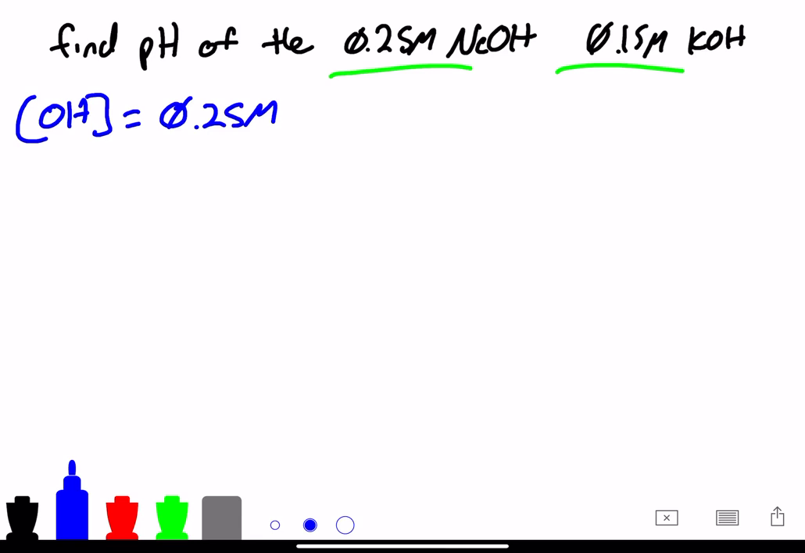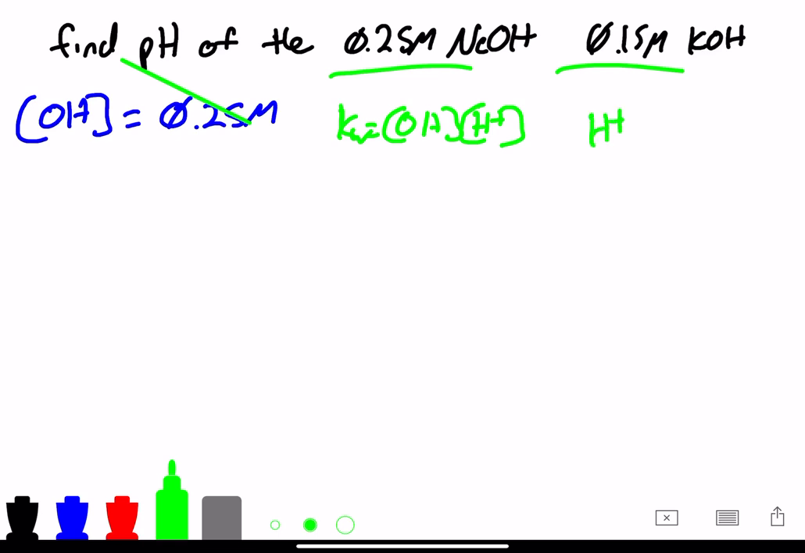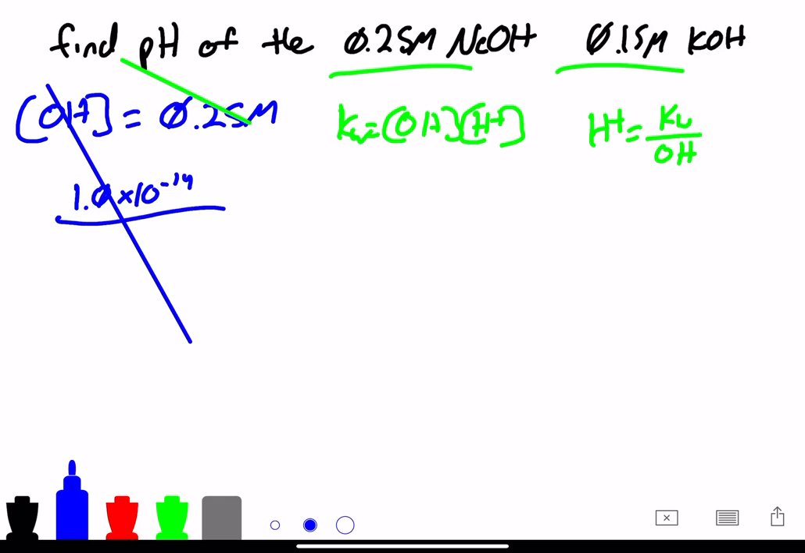Now the pH is concerned with the concentration of hydrogen, not the concentration of hydroxide. So first we have to use Kw is equal to OH times H plus to find the concentration of H plus. Well, for that, we just do H plus is equal to Kw divided by OH, which for our case is going to be 1 times 10 to the negative 14th divided by 0.25. Plug that into your calculator, you're going to end up with 4.0 times 10 to the negative 14th. Now, that is going to be the concentration of H plus.